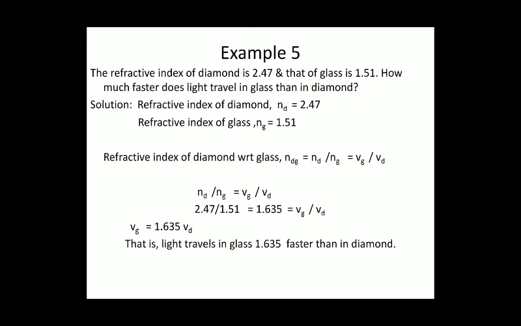1.635 vd. Now, in the previous case, I told you that glass has the lesser refractive index when compared with diamond. Diamond is more optically denser. When it is more optically denser, it means that in that medium the speed is less. And glass is comparatively optically rarer, so it means that the speed will be faster. So, as per the relation, vg is equal to 1.635 vd. So we can say that light travels in glass 1.635 times faster than in diamond.